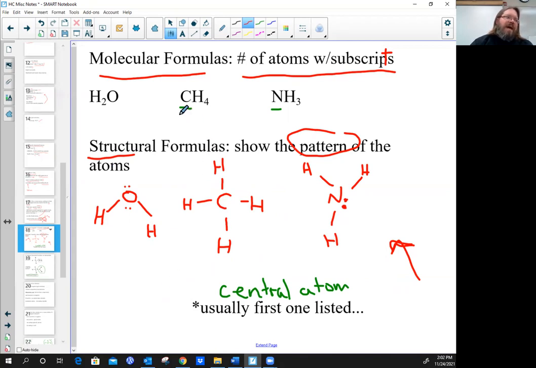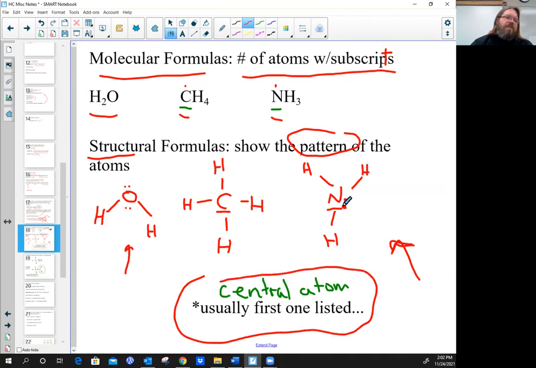You'll notice, and I kind of highlighted here, and this isn't 100%, but for the most part in molecular formulas, the first atom listed is usually going to be the central atom in the molecule or in the structural formula, okay? It's not necessarily true all the time. You see H2O, it's kind of an exception to the rule, but the central atom is usually the first one listed and is going to be the central atom within the structural formula that is produced, okay?